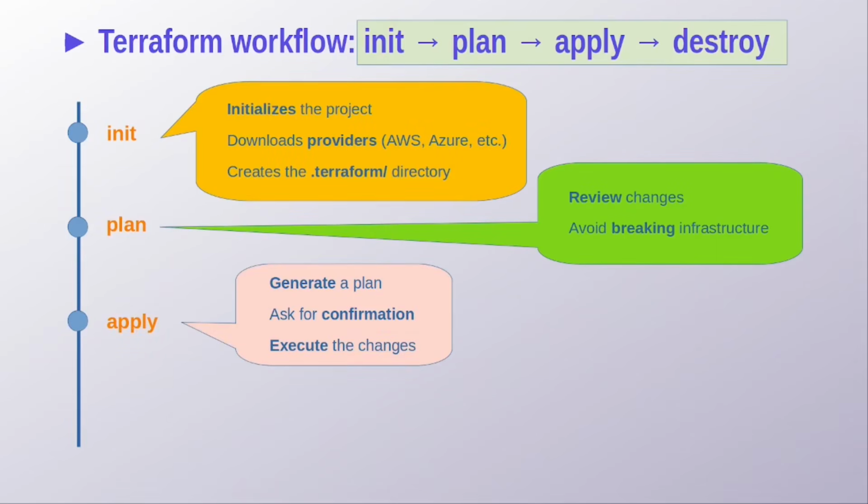Terraform apply. Now we move to action. Terraform apply will create a plan, ask for confirmation, and execute the plan. This is the moment cloud APIs are called. Real resources are created. This is a powerful command. Always review before confirming.